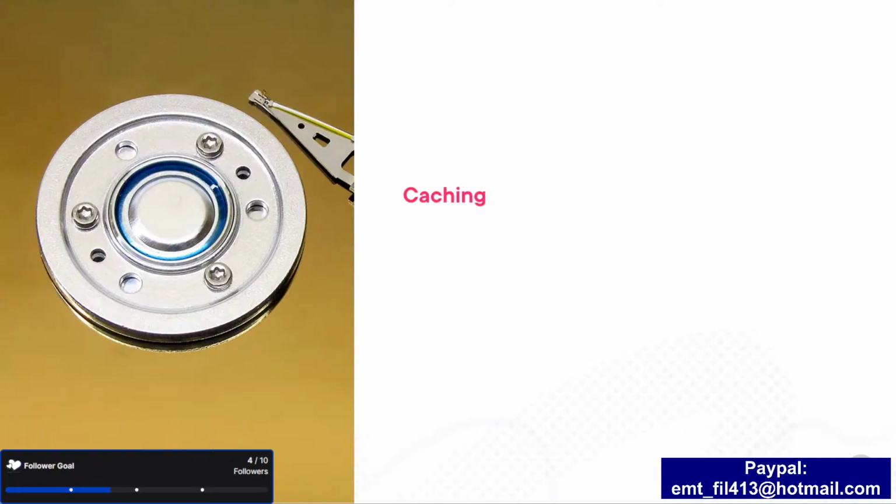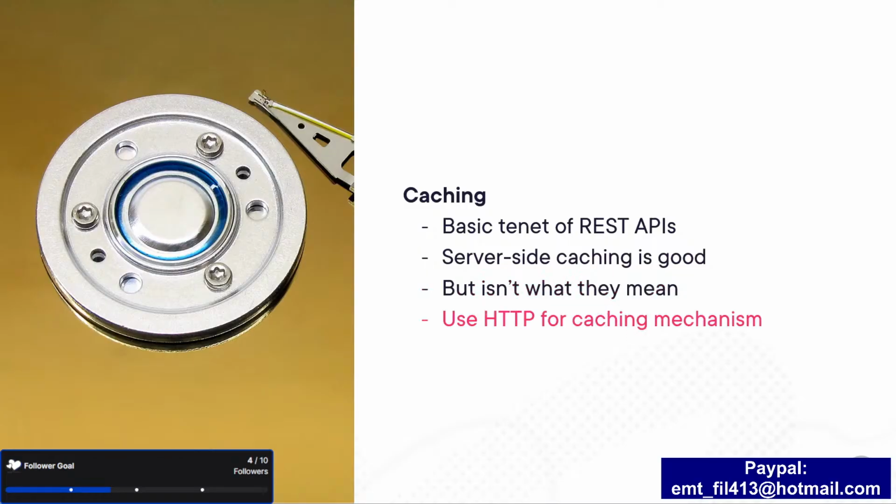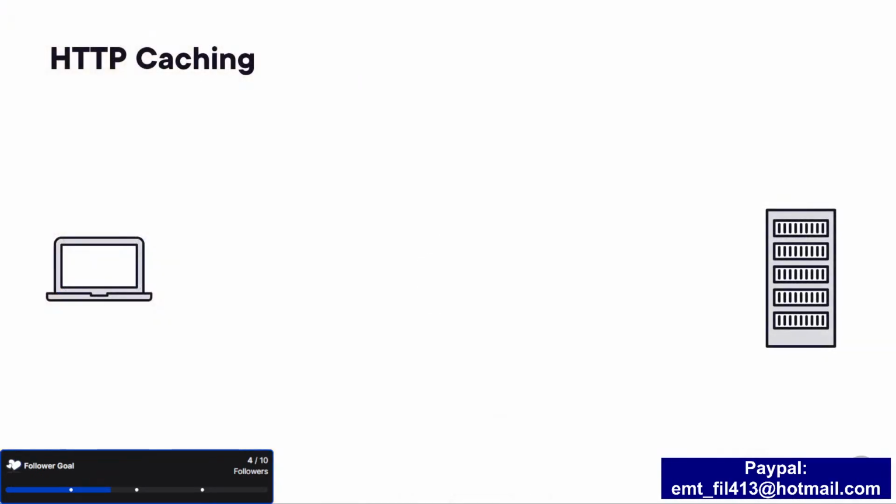So let's talk about caching. One of the tenets of REST itself is that things you get from the server should be cacheable in some way. Supporting server-side caching is good, but we're really talking about client-side caching. We're talking about using HTTP to know whether an object is new, whether it needs to return a new object, and we can do this with headers. So this is how it works.